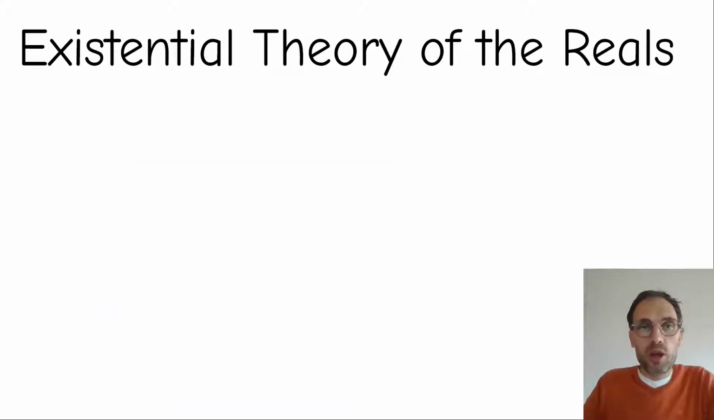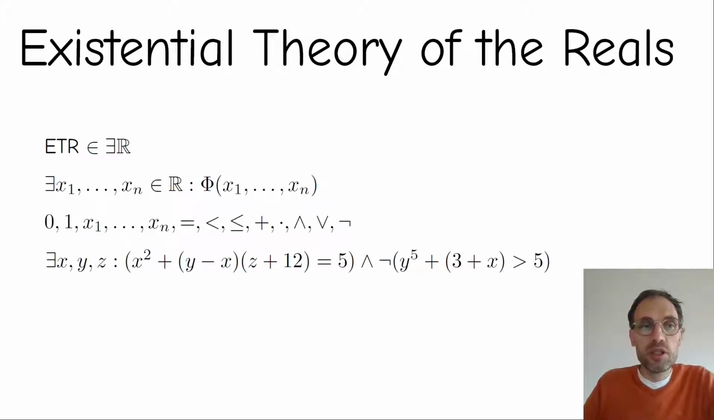Okay, so let me now explain what this existential theory of the reals means. Let me start with the definition. The term existential theory of the reals stands for 2 things. First, it stands for an algorithmic problem, and it also stands for the complexity class of all problems that are equivalent to this algorithmic problem. And this algorithmic problem is like we have some weird formula, and we want to know whether there are real numbers that satisfy this formula. And this formula can consist of variables, constants, addition, multiplication, logical operators, and equations and inequalities.